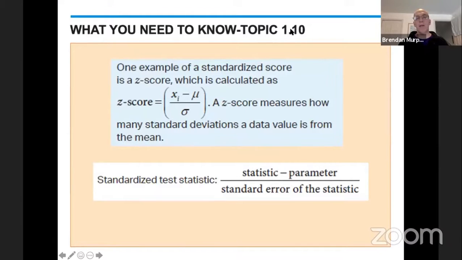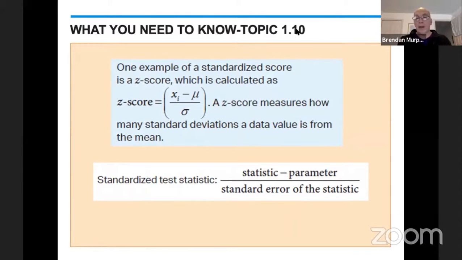So I'm in topic 110. Again, this is really more for the teachers than you guys, but we're talking about standardizing scores. So one example of a standardized score is a Z-score, which is calculated as Z equals x_i, your individual score, minus mu, your mean, over sigma, your standard deviation. A Z-score measures how many standard deviations a data value is from the mean. It can be positive or negative. You can be 3 standard deviations above the mean, or theoretically minus 5 standard deviations below the mean. So that's all it is.